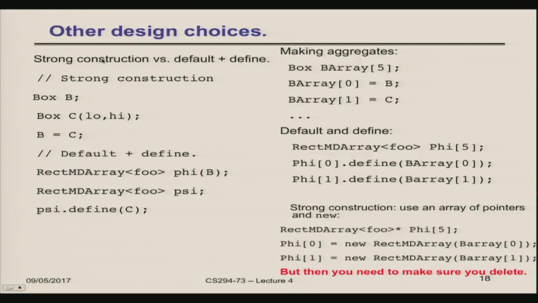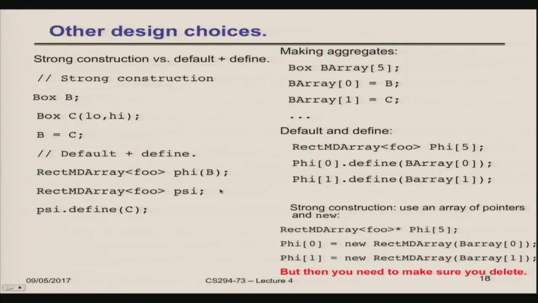For class design, one thing that people very much prefer to have is strong construction. That is, strong construction is where at the point you declare, you actually have a complete definition of the class. So in rectMD array, this would say the only kind of construction we're going to allow is a constructor that takes its box argument. Because once you know the box, you know how to allocate memory for it. So that's strong construction. Everything is allocated, it's ready for use.